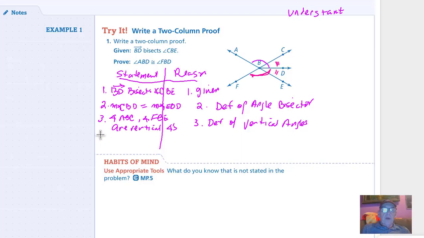Now, since those are vertical angles, by our vertical angles theorem, we have that the measure of angle ABC is equal to the measure of angle FBE. And that would be our vertical angles theorem.